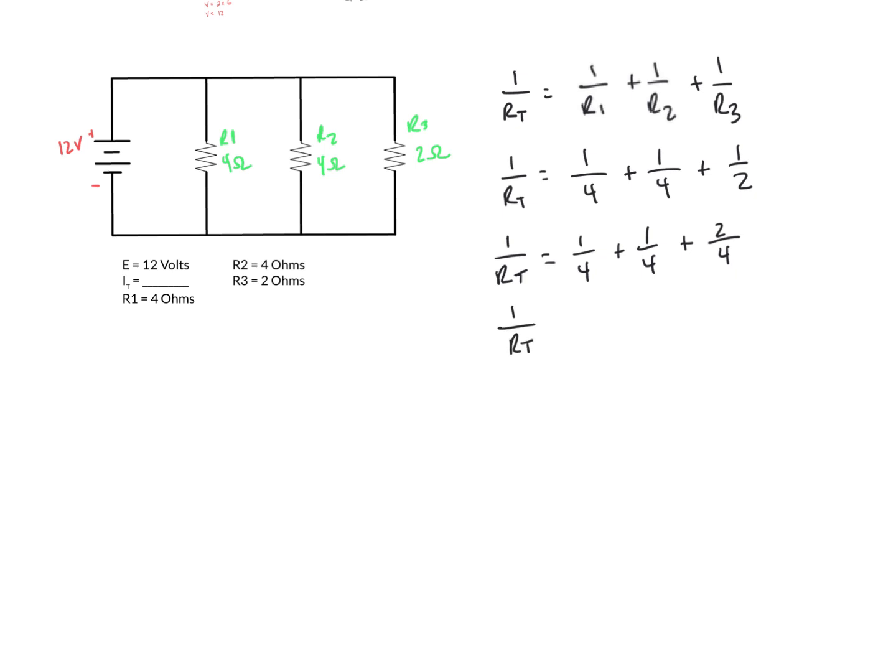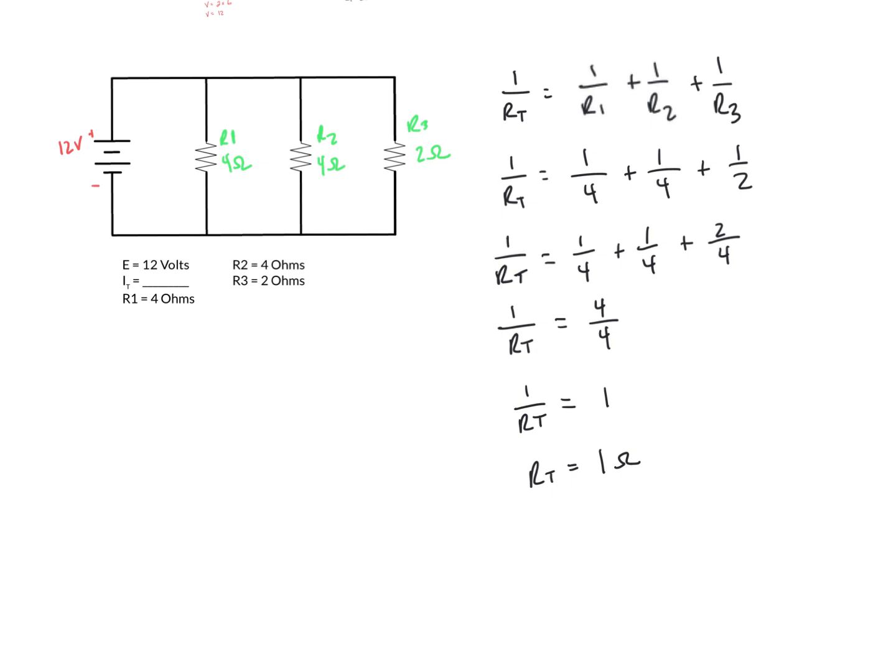1 over RT is now going to be equal to 1, 2, look at 4 over 4, right? And 1 over RT is going to equal 1. And then the reciprocal of this would just leave us with RT is equal to 1 ohm. So the total circuit resistance is 1 ohm. And you might also remember that according to the laws for parallel circuits, the total resistance has to be less than any one branch, and we've done that here.